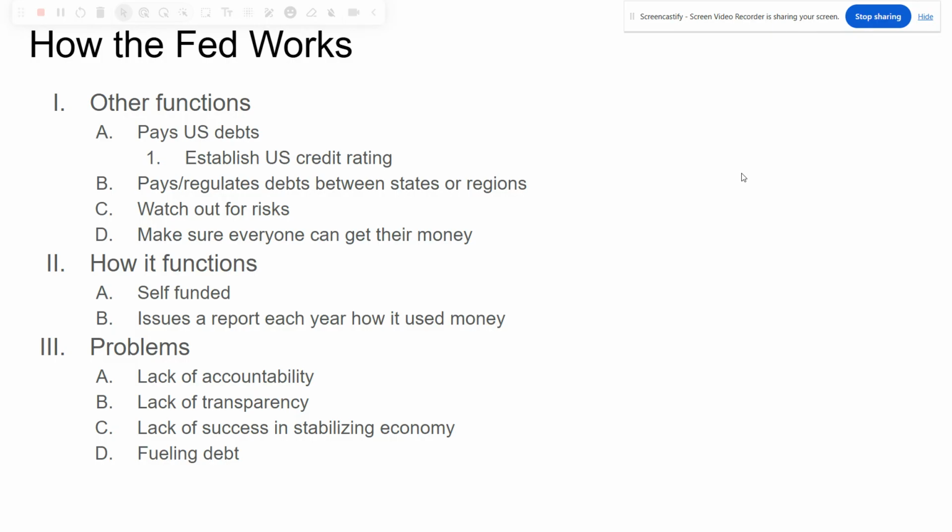The Federal Reserve is an interesting example of what happens when you have essentially crony capitalism, where a select group of people are given special favors, and they then create a monopoly. And that's what the Fed is.